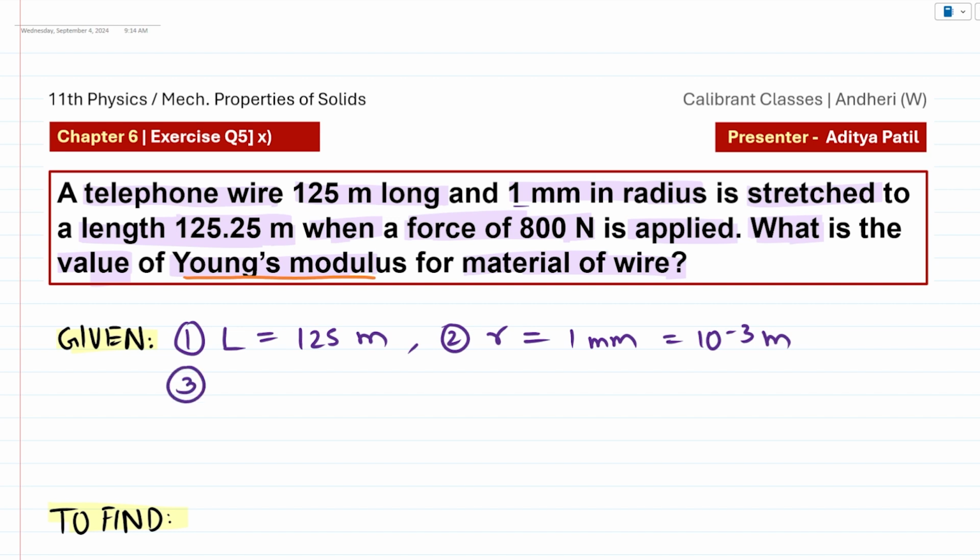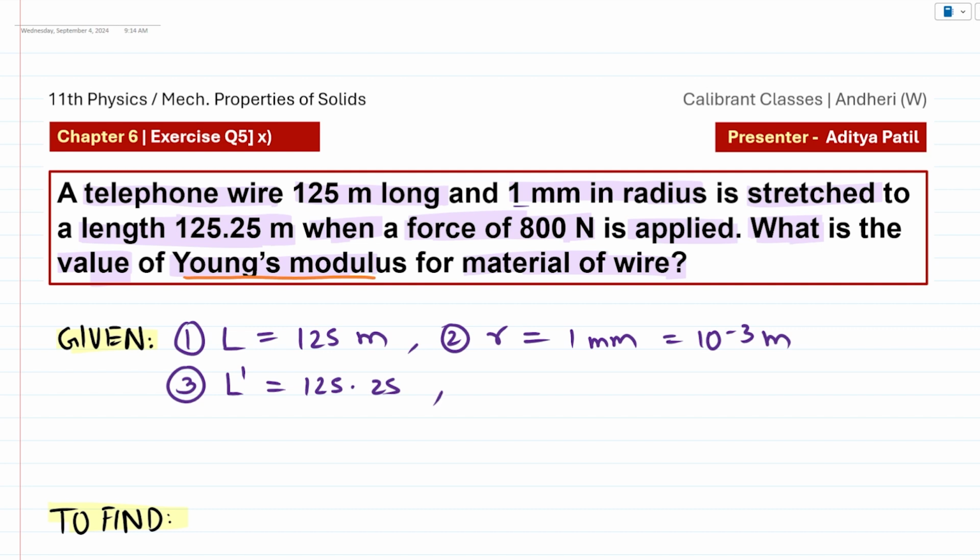And then the third quantity हमें दिया है, that is after stretching जो नया length है वो दिया है. So let me represent that new length as L dash and after stretching this new length is said to be 125.25. So as we can see, there is some increase in the length. So previous length was 125 and the new length is 125.25. So some change in length has happened as per the question.